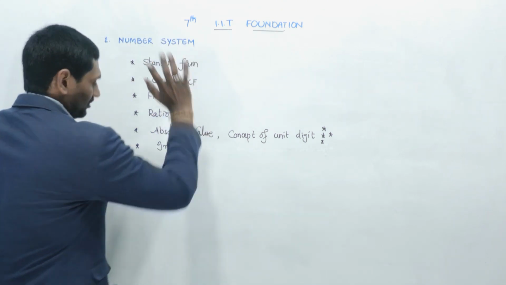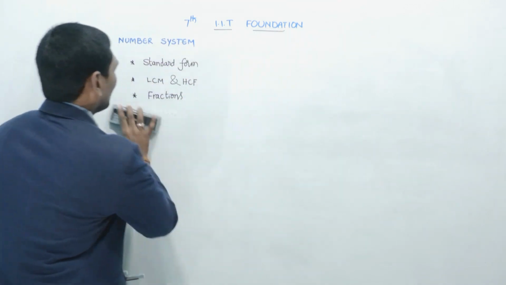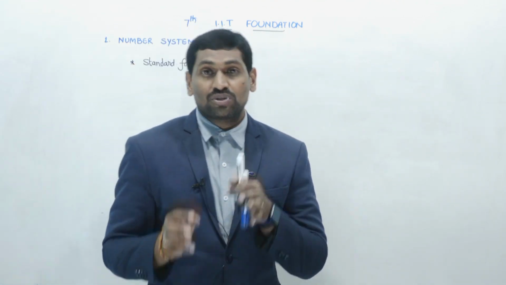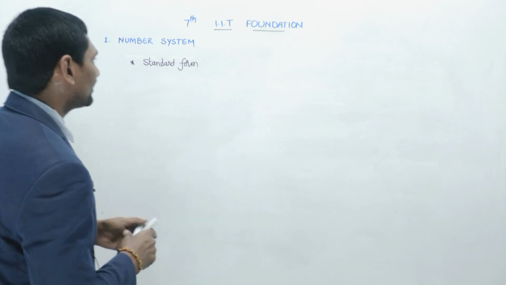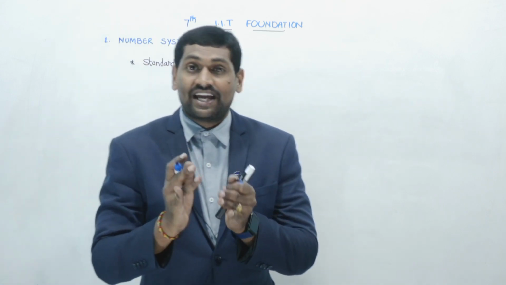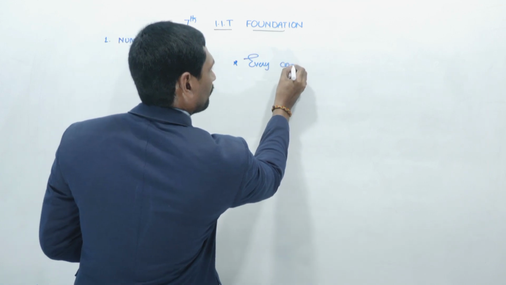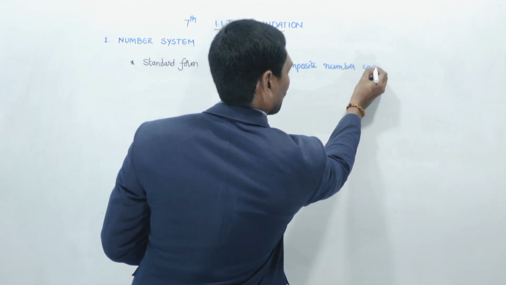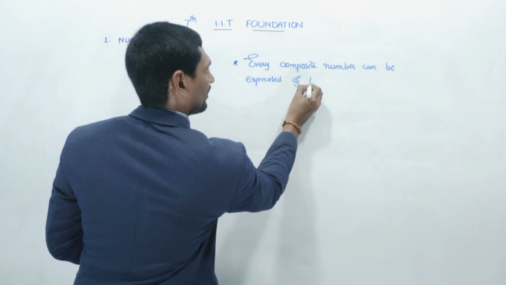First concept. What is a standard form of a number? Before going to discuss the standard form of a number, we should know about the fundamental theorem of arithmetic. The fundamental theorem of arithmetic is nothing but: every composite number can be expressed as a product of primes.